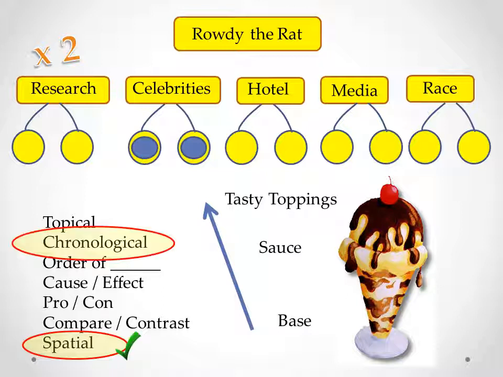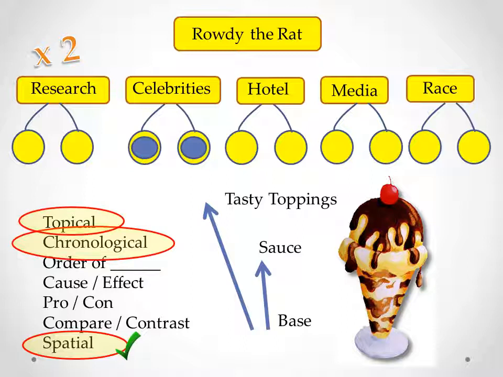Spatial works because you're talking about going from the bottom to the top. Chronological works because that's how you build one. Usually, I don't know, maybe some of you are really weird and you like to put the tasty toppings on the bottom of the ice cream. I don't know. But that's typically how you build an ice cream sundae, from the bottom up.